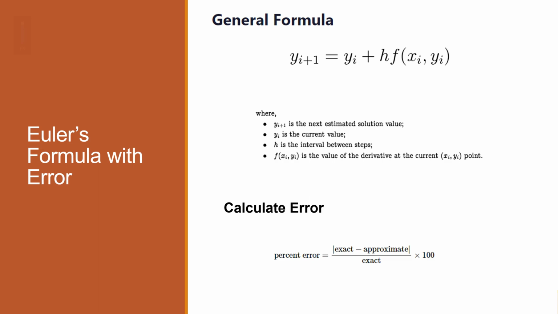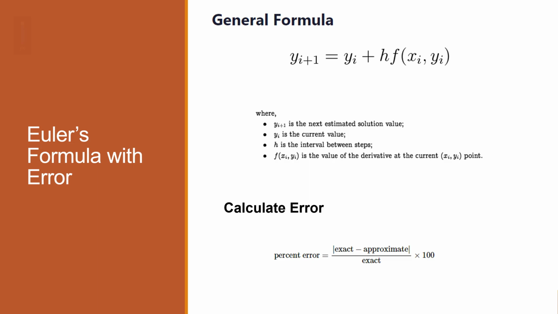y_{i+1} is the next estimated solution value, which would be plugged in for y_i in the next step of the formula. y_i is, as it says, the current value for y. h is the interval between the different steps you're doing to approximate the line. And as I said earlier, f of x, y is the value of the derivative at the current x, y coordinates.